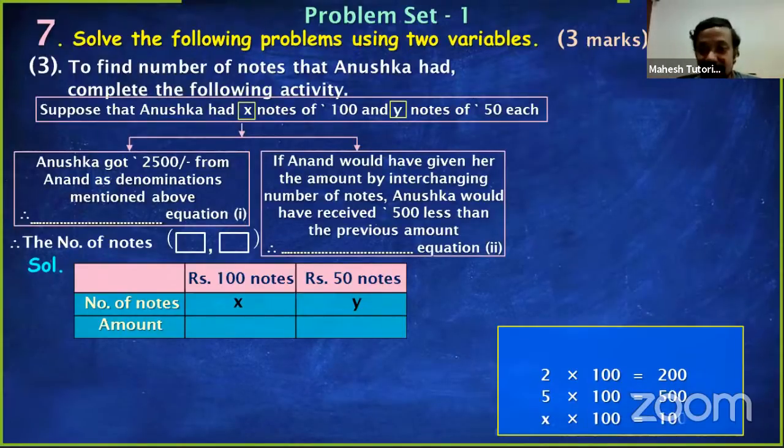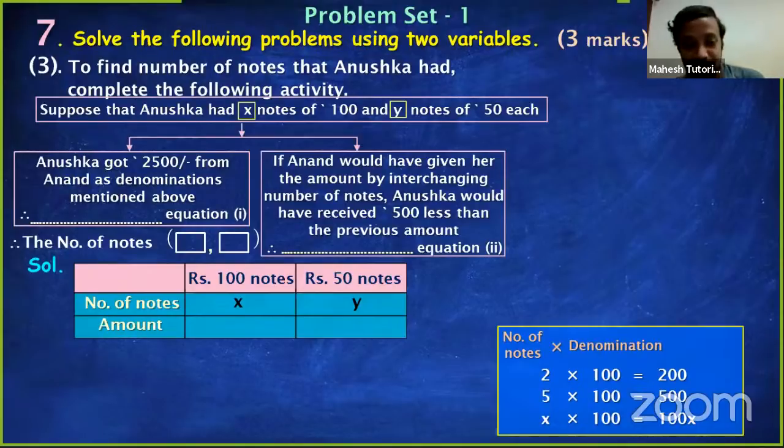So students, in this scenario, the total number of notes into the denomination. जैसे यहाँ पर 100 rupees वाले जो नोट थे, 100 rupees वाले, that is the denomination. So number of notes into denomination will give us the answer for the amount. So students, remember, number of notes into denomination gives us the answer for amount.